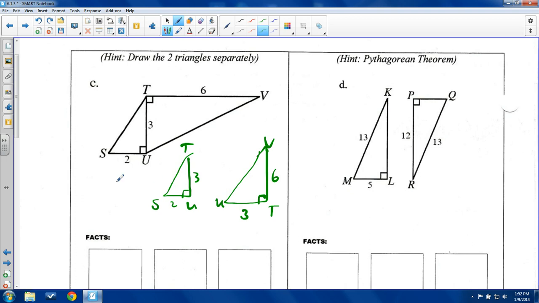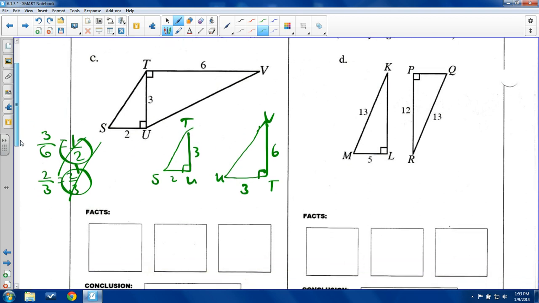Let's do a side ratio test. Let's do TU over VT, 3 over 6. That gives us 1/2 for that side ratio. How about SU over UT? 2 over 3? Well, that's just 2/3. These are not the same side ratio. Therefore, they are not similar. You could have also used the Pythagorean theorem to figure out what the hypotenuse was for both of these, but you still would have found a different side ratio as well. So again, these are not similar.